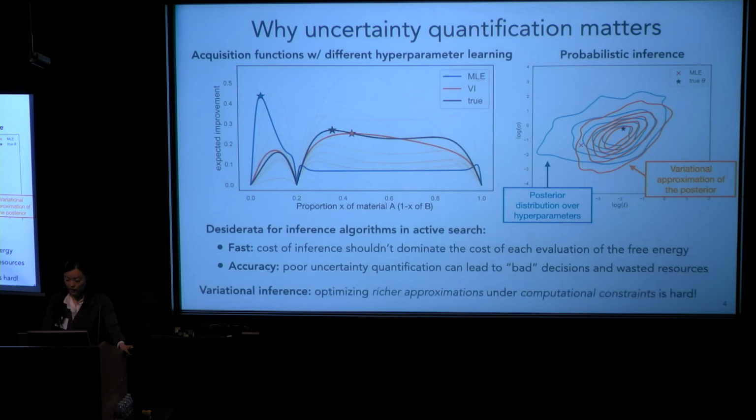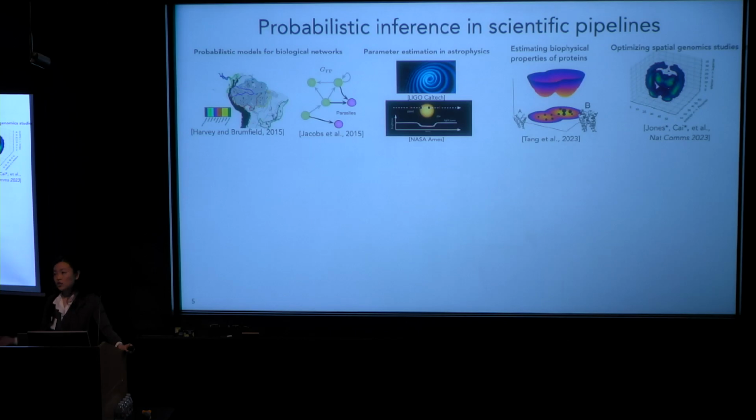And indeed, variational inference algorithms can often result in fast ways of doing approximate inference. However, as we'll see later, optimizing richer approximations under these computational constraints can be quite challenging. And so this isn't just a problem that we encounter in materials. This happens in a large number of scientific domains, from probabilistic inference of biological networks to parameter estimation in astrophysics.